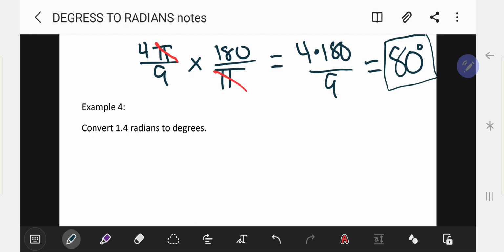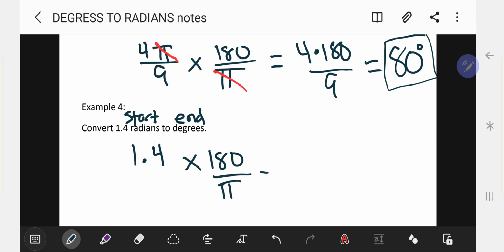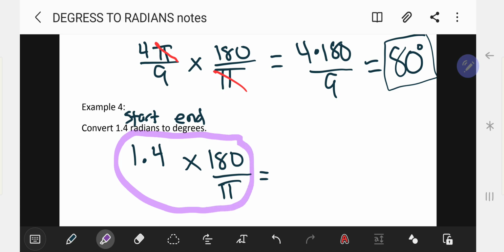Okay, so example 4, this time we don't have a pi to cancel, but that's okay. So 1.4 radians, this is what we're starting with. And we're ending with degrees. We are still going to multiply by 180 over pi. But this time I'm just going to put this entire piece into the calculator. Okay, so I have my calculator here next to me. Let me go ahead and figure out what that is.